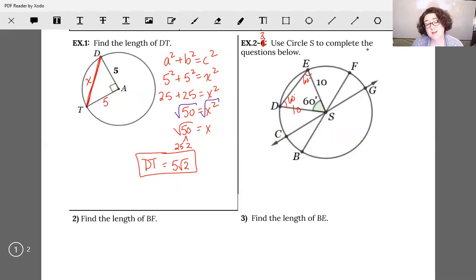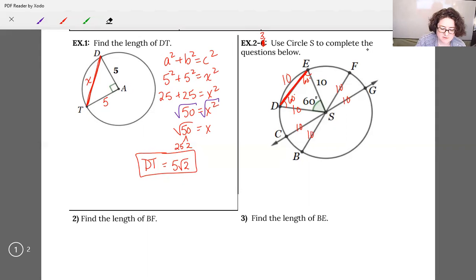So that means this is actually an equilateral triangle, which means what's the length of segment DE? Well, that's going to be 10. And every other radius on here is also 10. So we have 10 here and 10 here and 10 here and 10 here. So now let's see what questions they actually wanted us to answer. So number 2, find the length of BF. Well, let's see here. BF is actually what kind of segment?